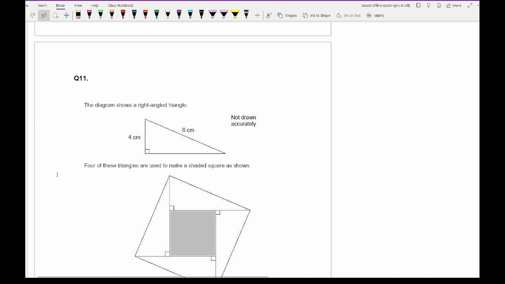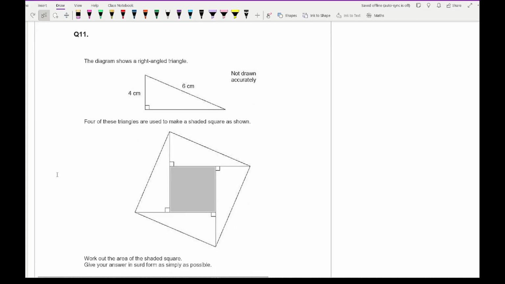So then looking at question 11, it says the diagram shows a right angle triangle, and it says 4 of these triangles are used to make the shaded square as shown, and the question is asking us to work out the area of the shaded square. Give your answer in surd form as simply as possible.